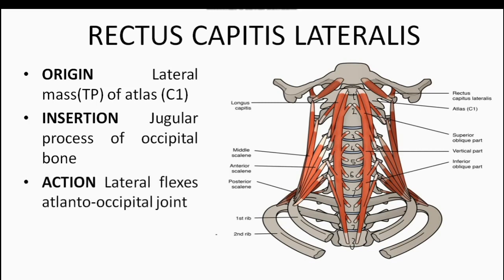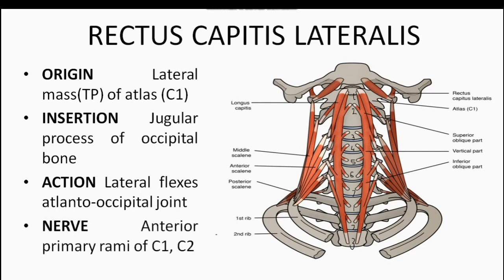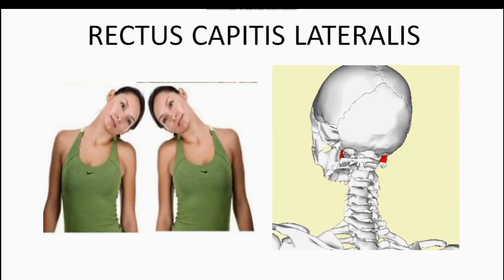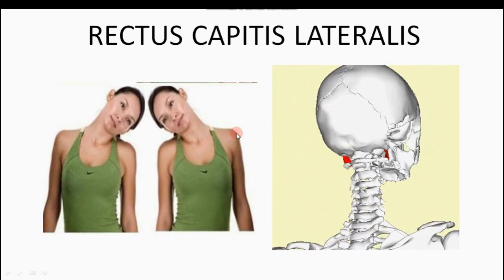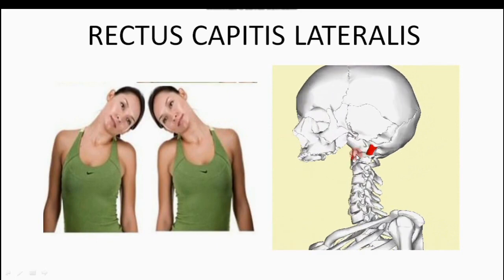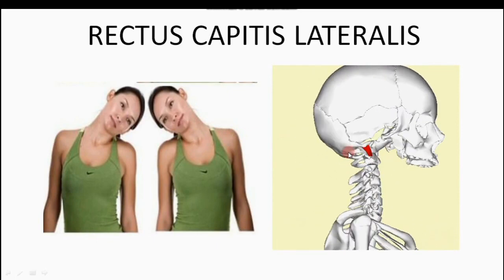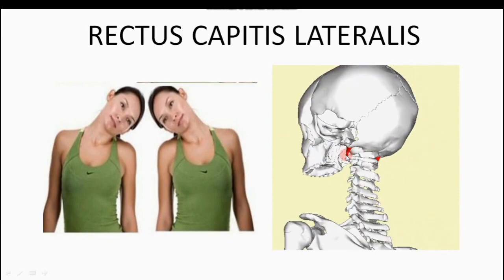Action: it laterally flexes the atlanto-occipital joint. That is lateral flexion of the neck. Innervated by the anterior primary rami of C1 and C2. We can see the lateral flexion at the neck by this muscle, rectus capitis lateralis.